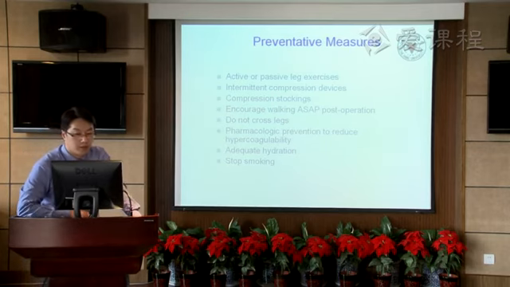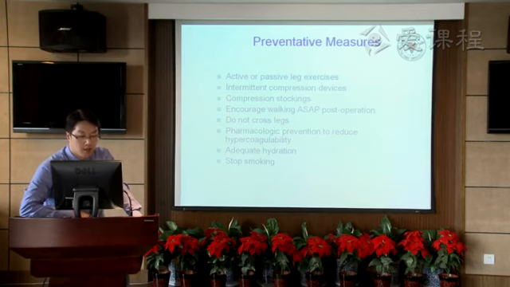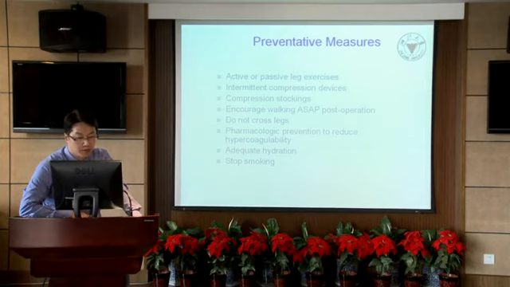Preventive measures. The first is active or passive leg exercise. The second is the intermittent compression device. Third is compression stockings. The fourth is to encourage walking as soon as possible post-operation. The fifth is do not cross legs. The sixth is pharmacological prevention to reduce hypercoagulability. The seventh is adequate hydration. The last is stop smoking.